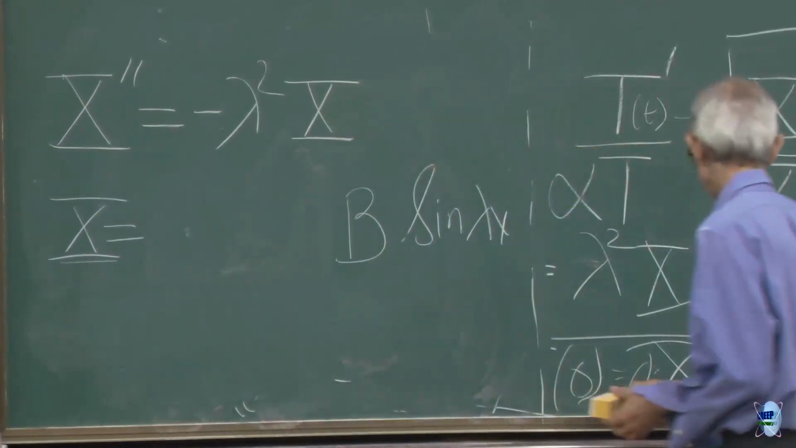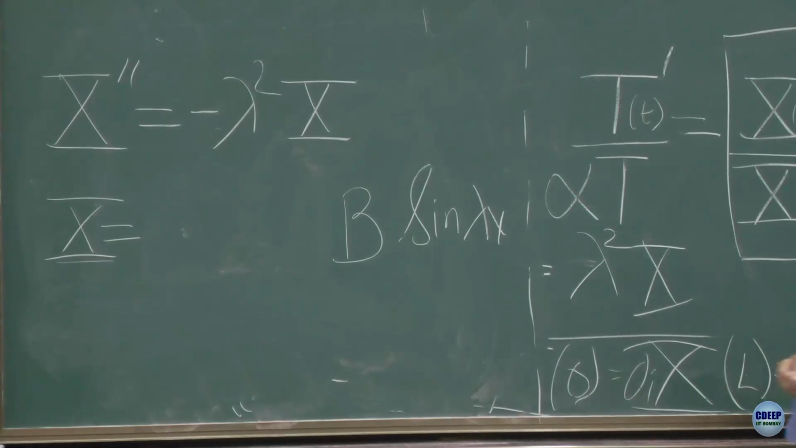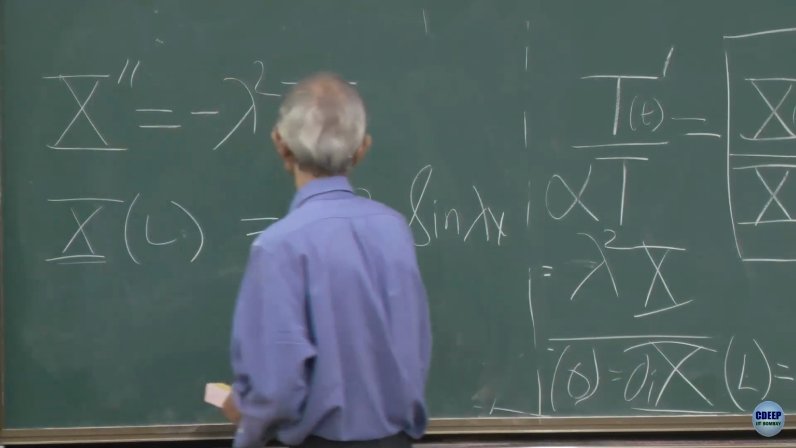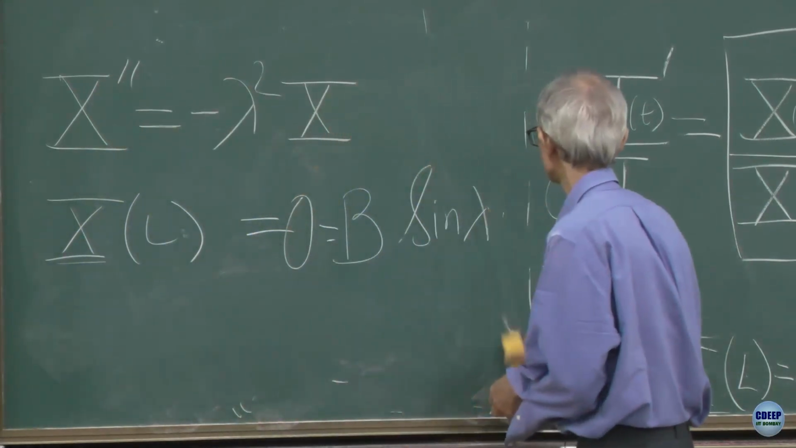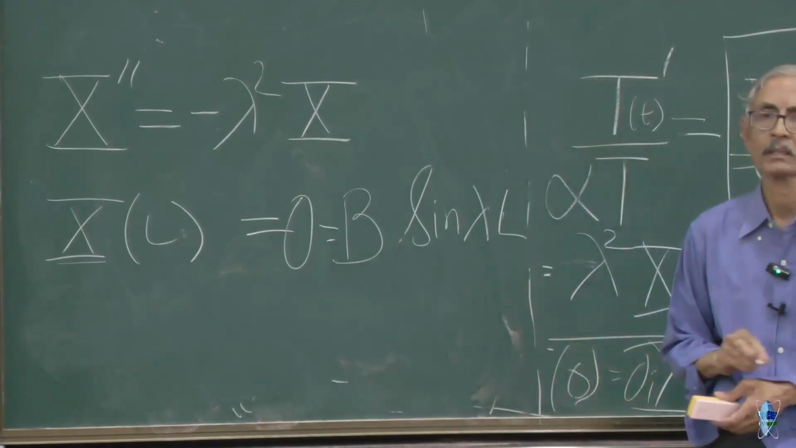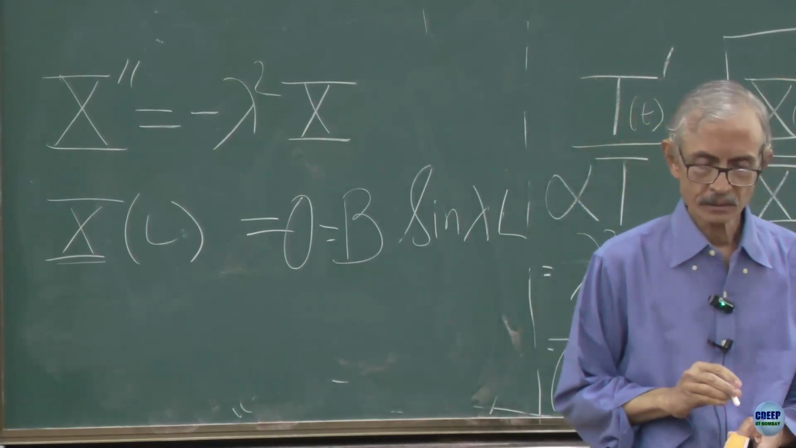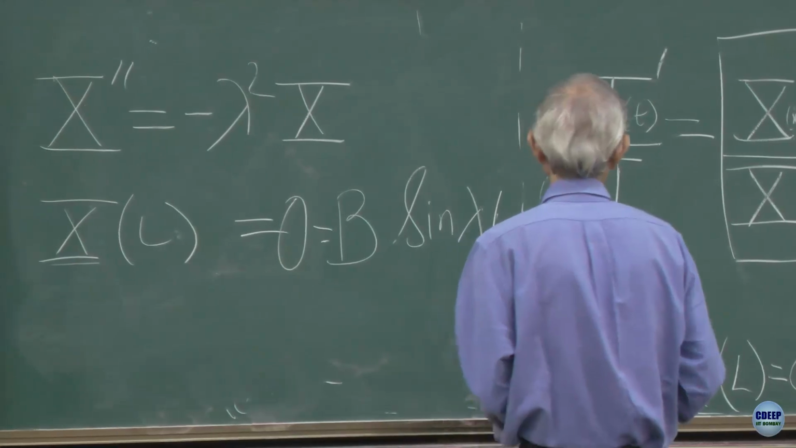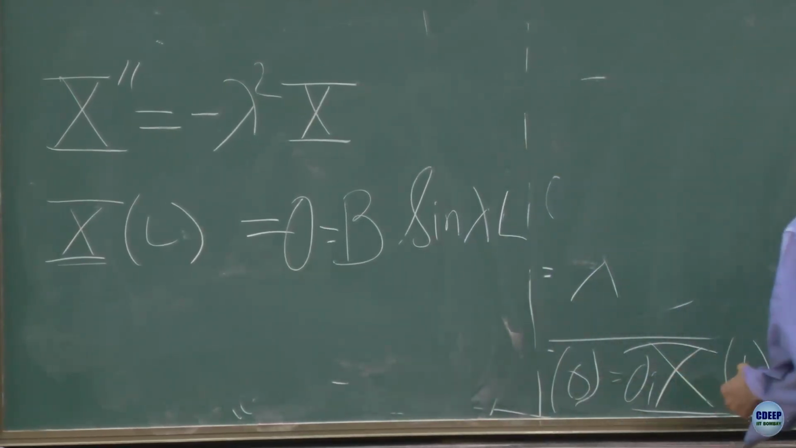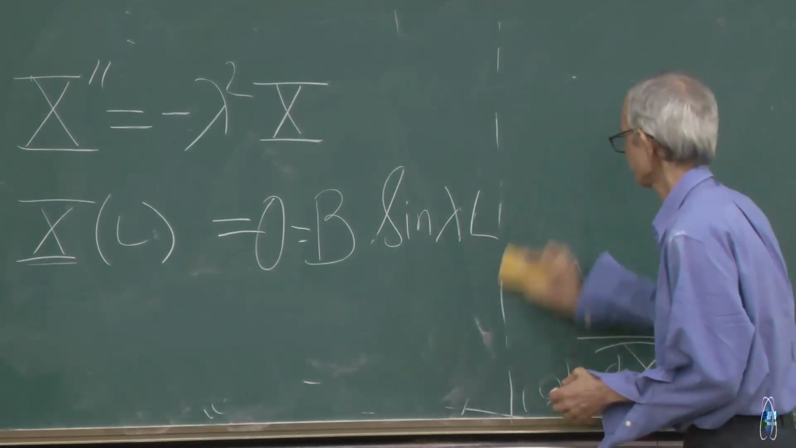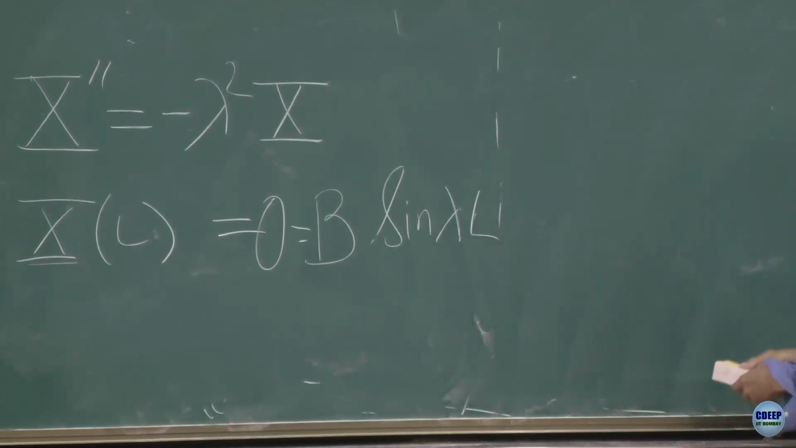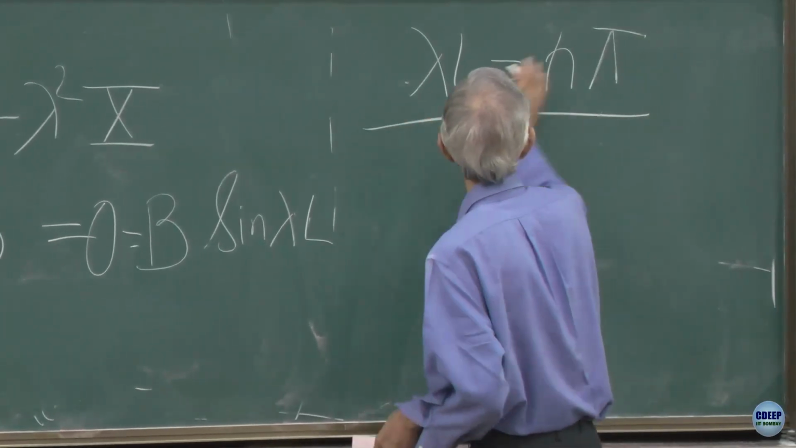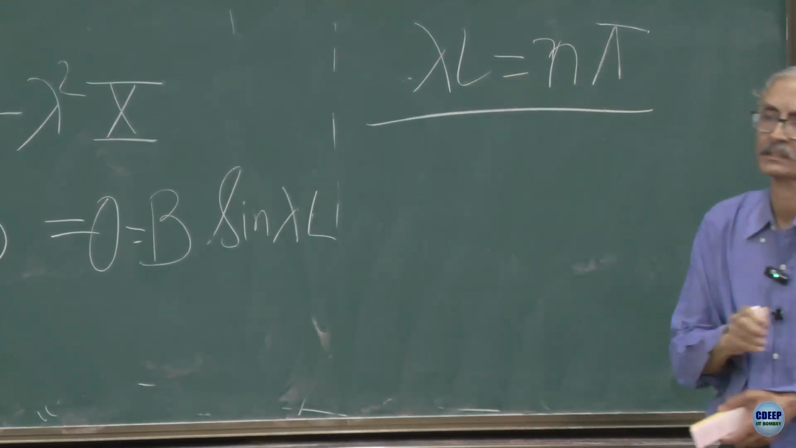The other condition is X of L equal to 0. So X of L equal to 0 equals B sine lambda L. Now what does that mean? Lambda L is n pi, yes. So lambda L is equal to n pi. Okay, so this is what my condition is.